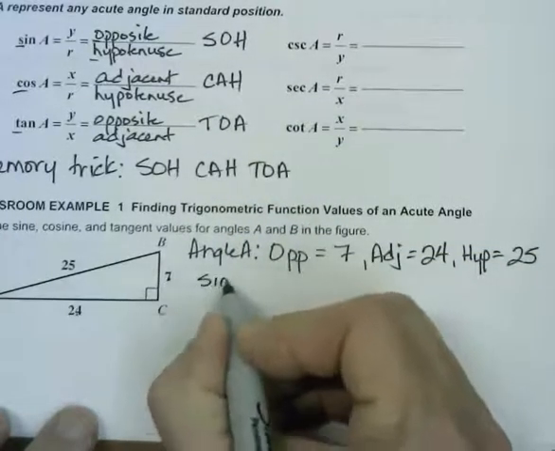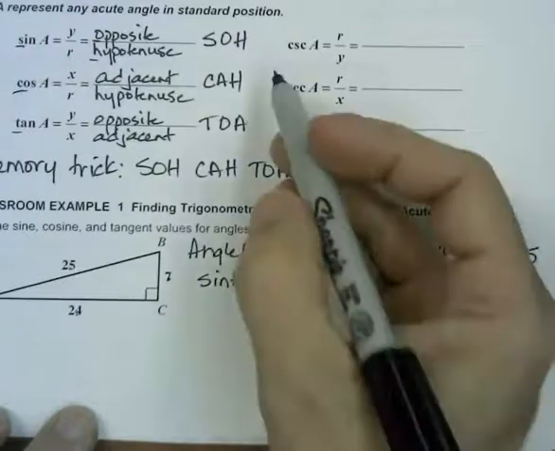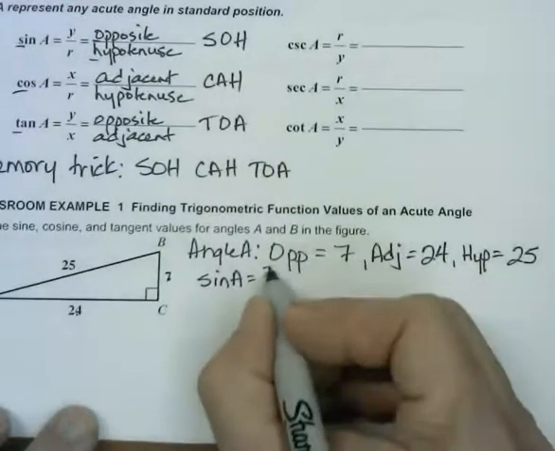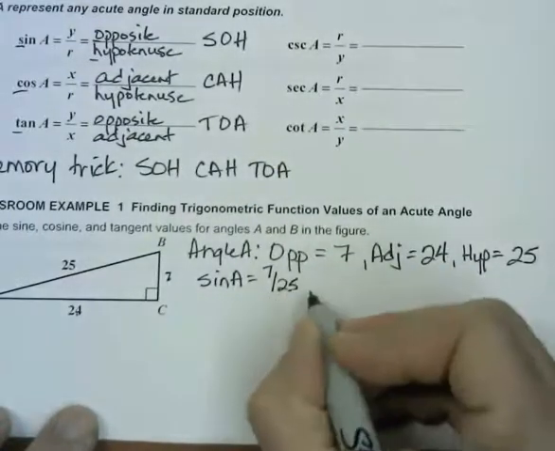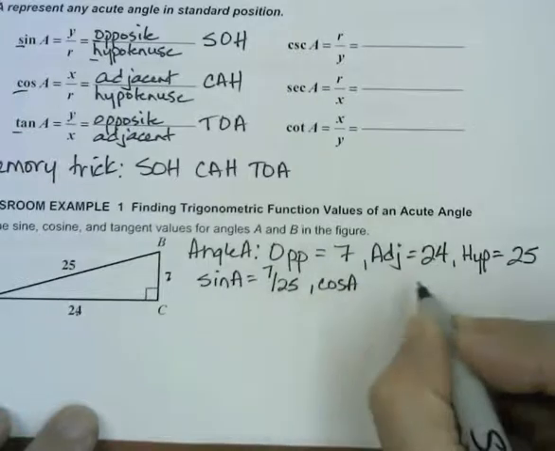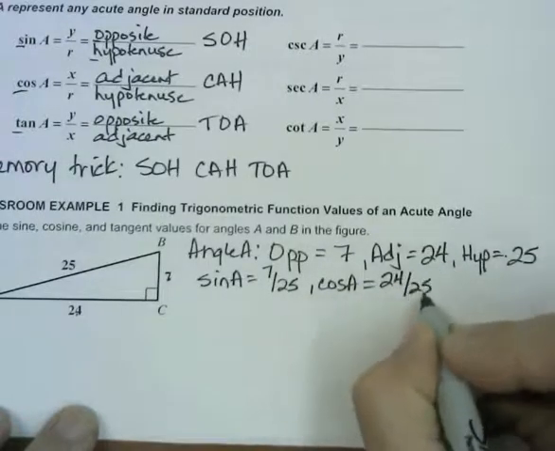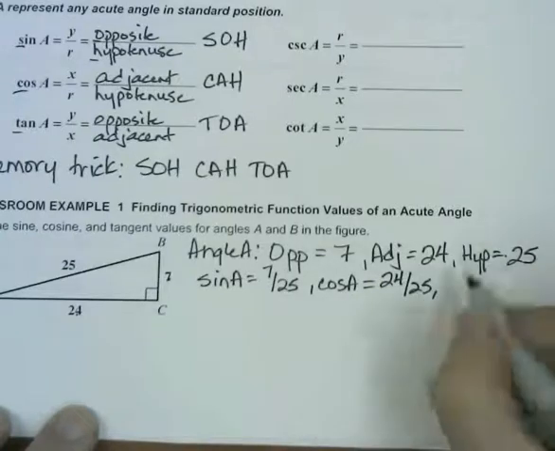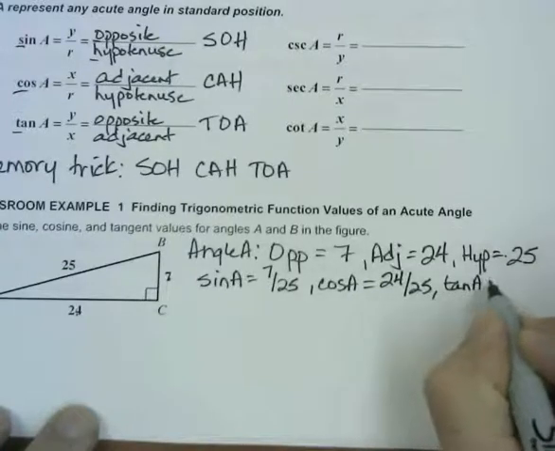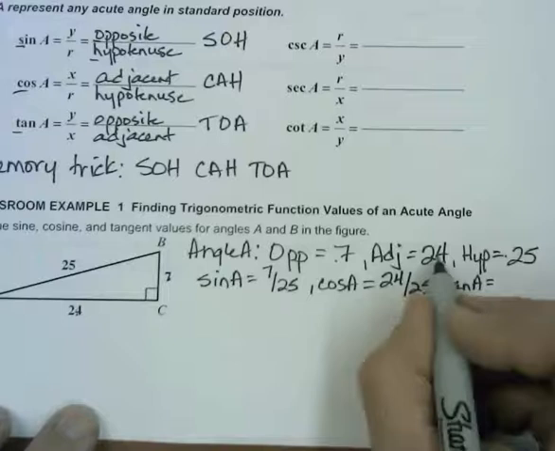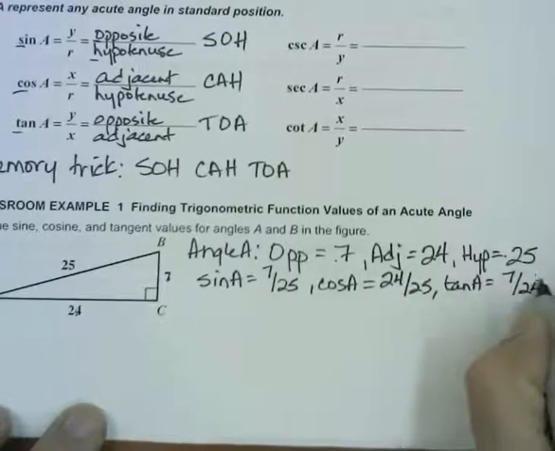So sine of A is opposite over hypotenuse, so that would be 7 over 25. Cosine of A is adjacent over hypotenuse, so that would be 24 over 25. And tangent of A is opposite over adjacent, so that would be 7 over 24.